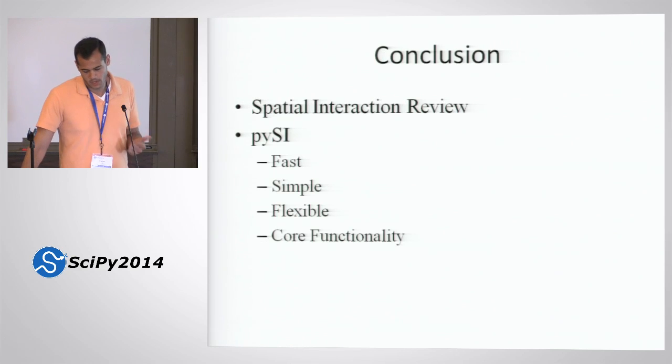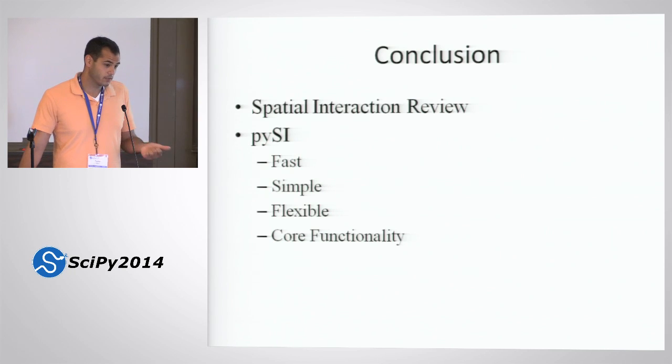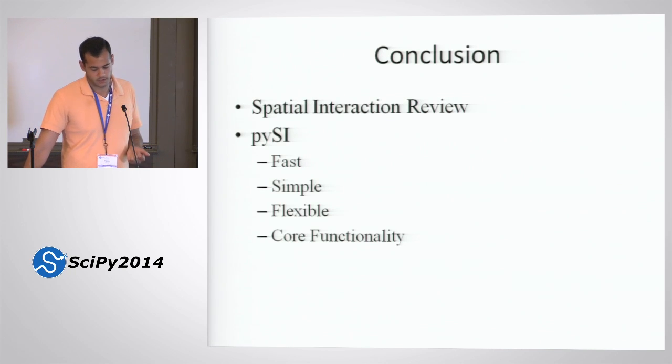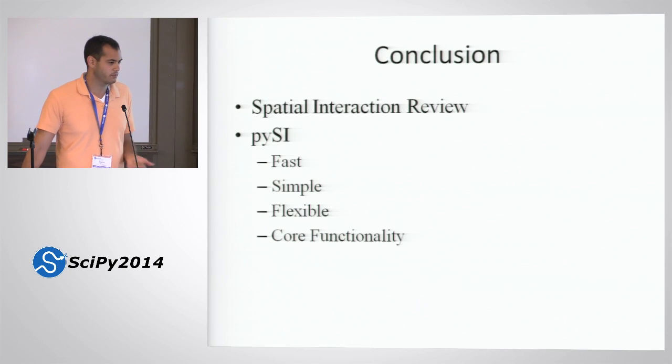So just to conclude, I went over a review of spatial interaction. And in terms of pySI, so far it's fast enough to run in a notebook, but if you want to do larger models, I'm not sure that's going to remain, so it might need to be optimized a bit. It's simple in that you don't need to have any intimate knowledge of the math and statistics behind it, but it does take a few lines of code, and it's flexible in that you can run between the different models pretty quickly by changing the inputs.